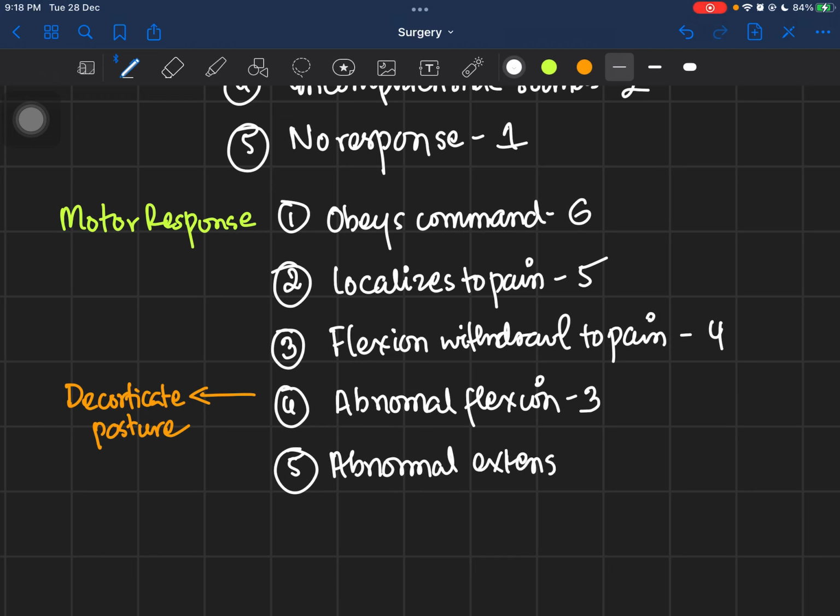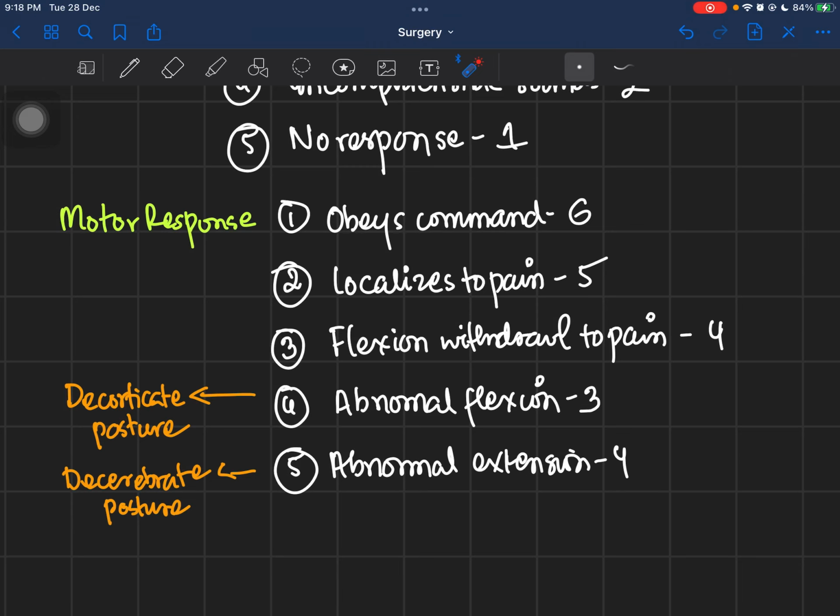Abnormal extension, when this person is in a state of abnormal extension, this is known as decerebrate posturing. Now if you do not know what a decorticate or a decerebrate posture is, I would highly suggest you to refer to the videos on decorticate and decerebrate posturing. Basically, in decorticate posturing, you would have your hands, the upper limbs on flexion and the lower limbs on extension. In decerebrate posturing, everything would be on extension.